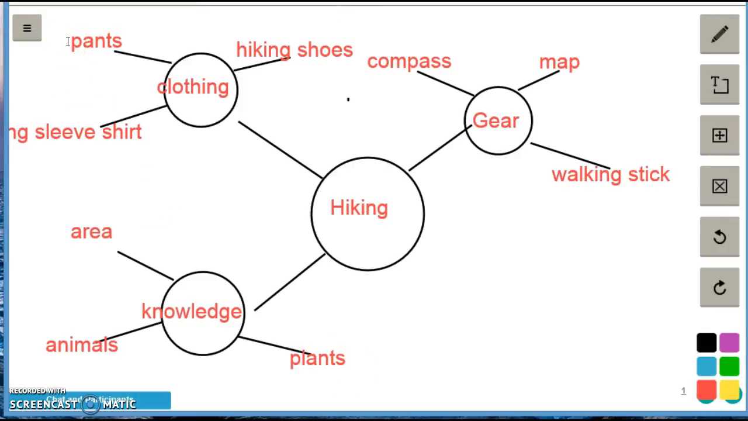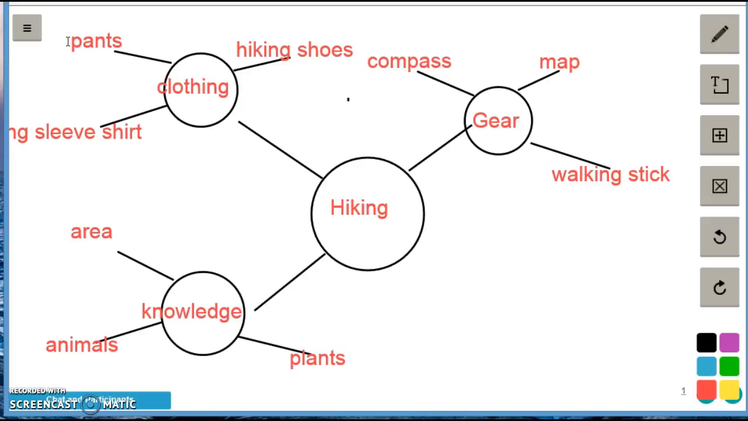So, right here I have outlined what I want to talk about. So, after I start my introductory paragraph about I like to go hiking, some of the things that you need to do before you go hiking: you need to wear the right clothing, you need to bring the right gear, you have to have a knowledge of the area, animals, and plants of where you're going.